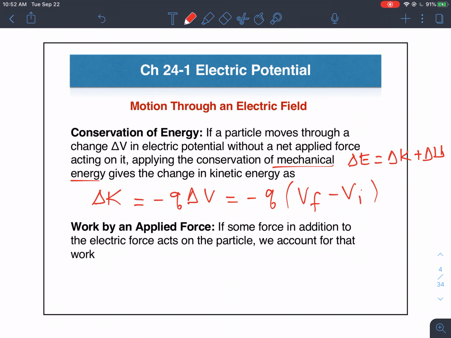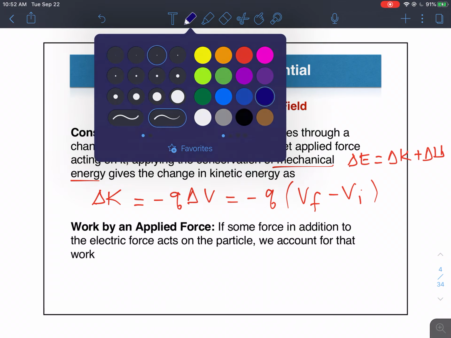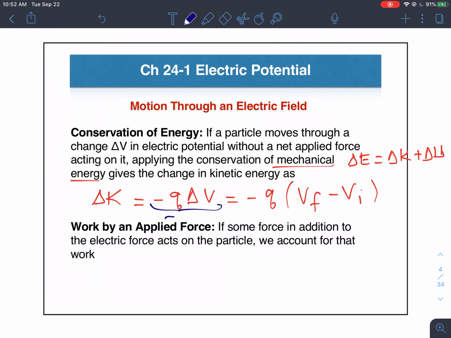And what is negative delta U? It is negative Q delta V, right? So this part is really negative delta U. Okay, when you put it on the other side, delta K plus delta U is 0. And that means the mechanical energy is conserved.